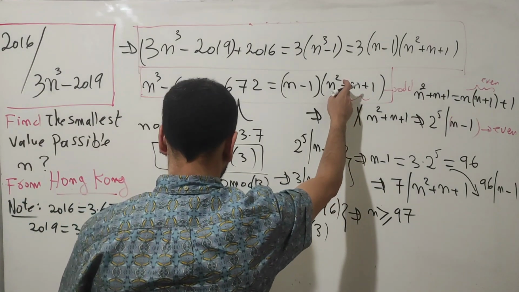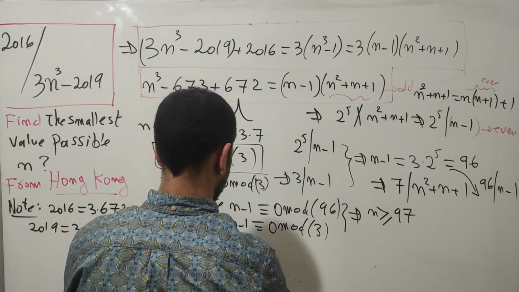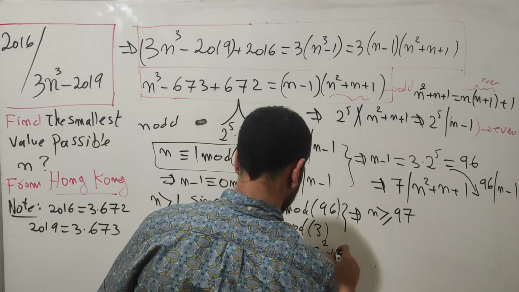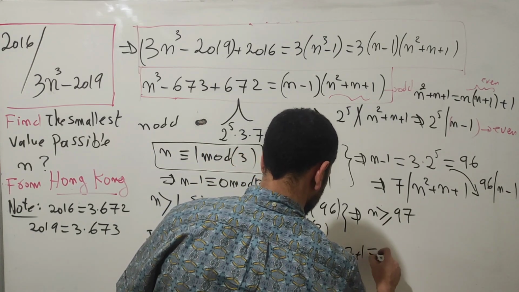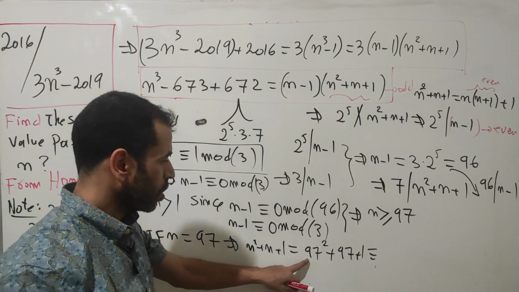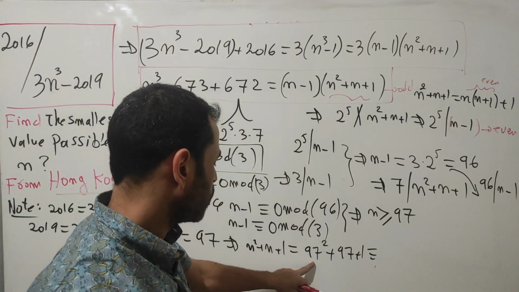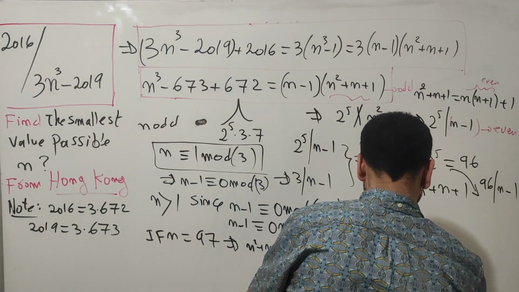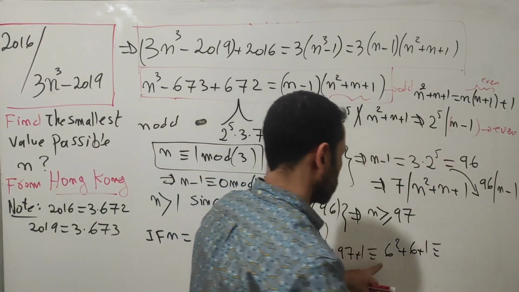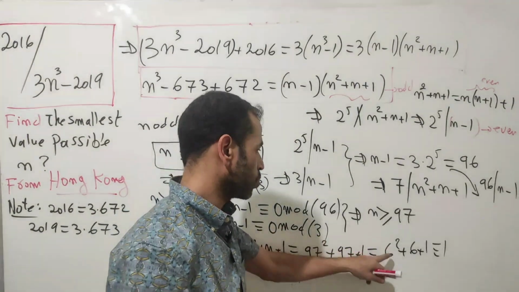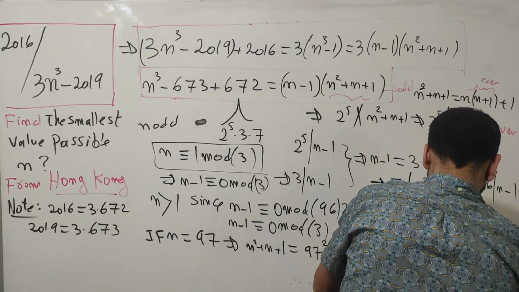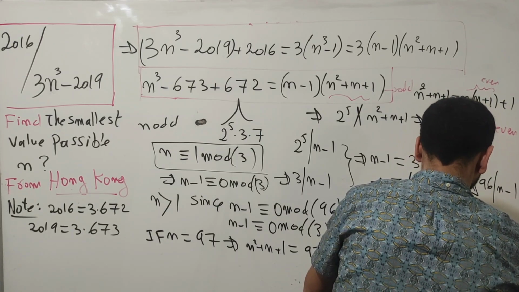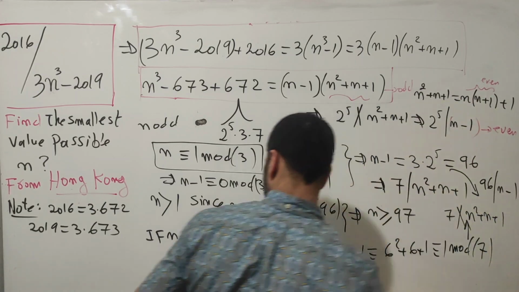By checking this one, I get n squared plus n plus 1, which equals 97 squared plus 97 plus 1. I'm going to reduce this mod 7. We know 91 is divisible by 7, so we have the remainder 6 squared plus 6 plus 1. We know 6 squared, which is 36, is 1 more than 35, which is 1. So I get a remainder of 1 mod 7. This tells us 7 cannot divide n squared plus n plus 1 if n equals 97.